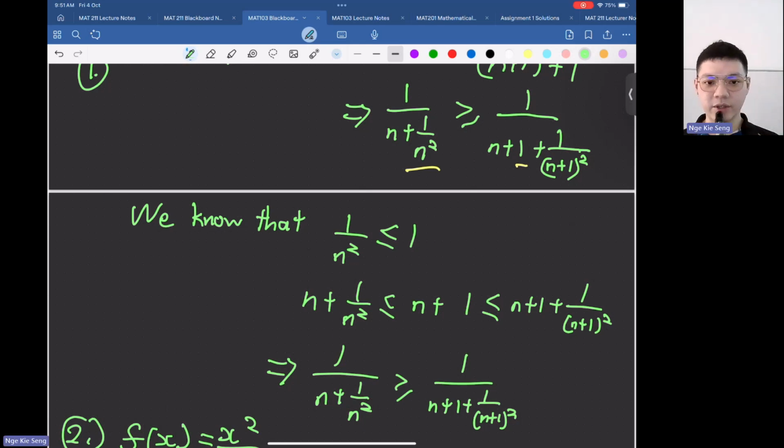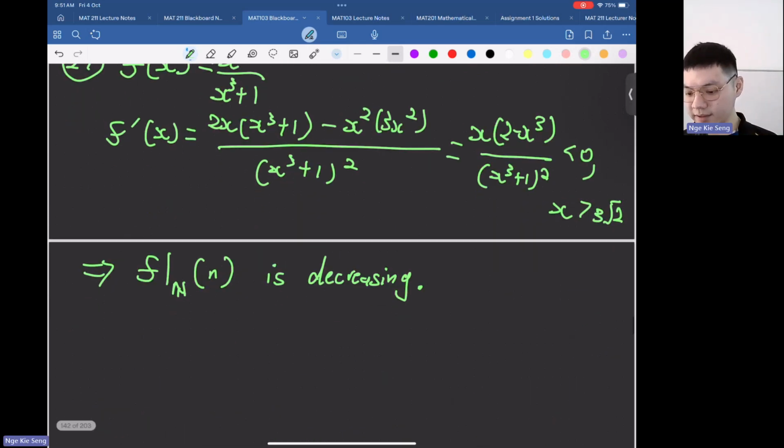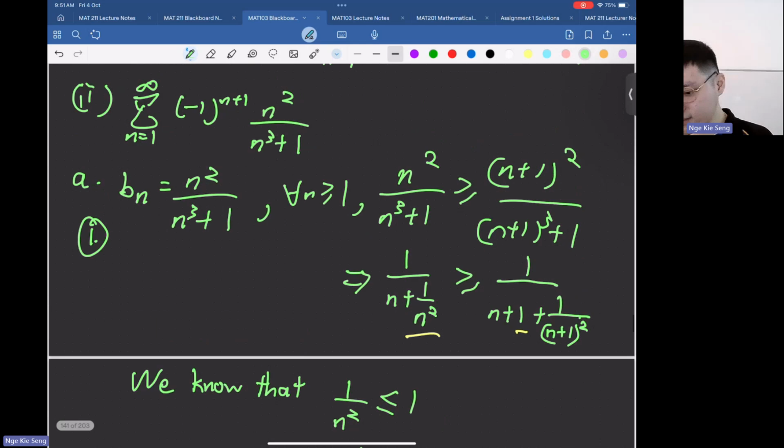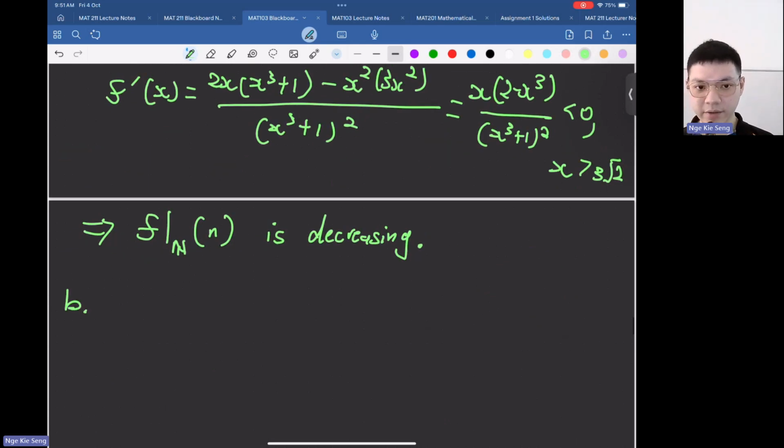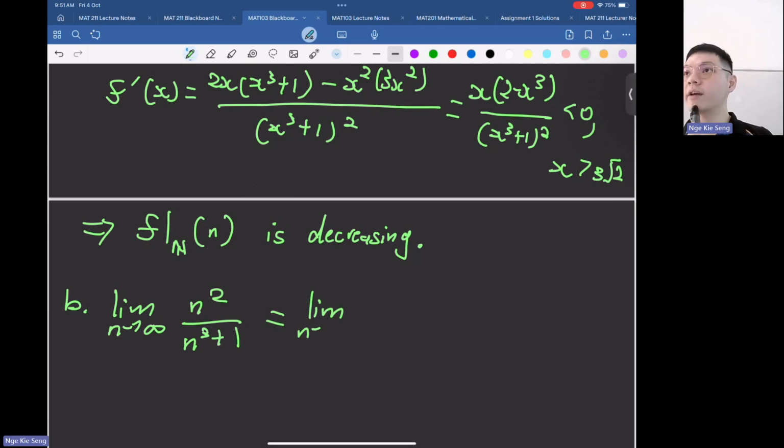Okay, good. So I think the second condition is easy. What's the second condition here? You simply compute the limit of n squared over n cubed plus 1. So I think this one should be okay, right? So you divide by n cubed, the largest power, on both sides. So you get 0.